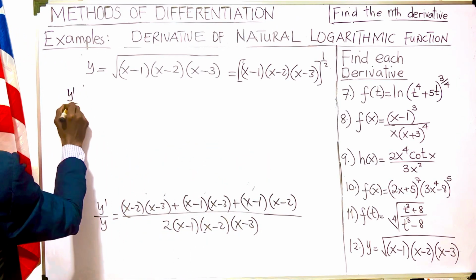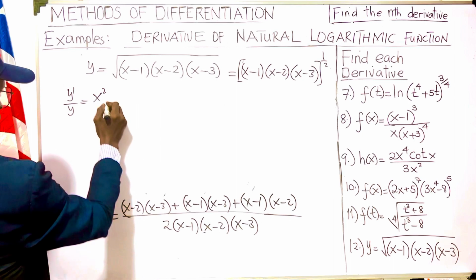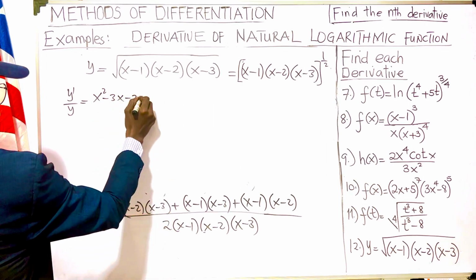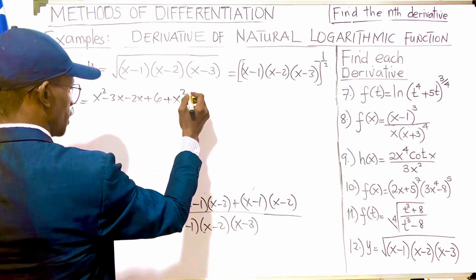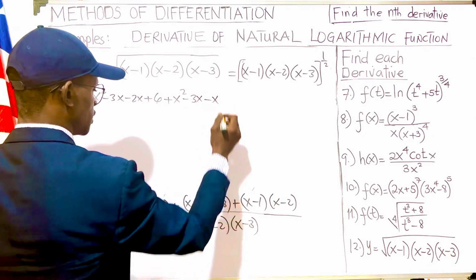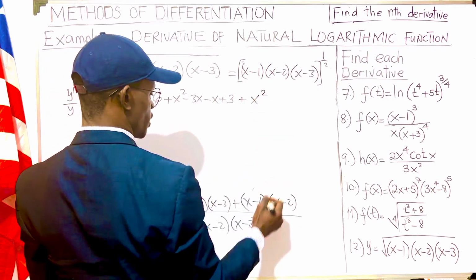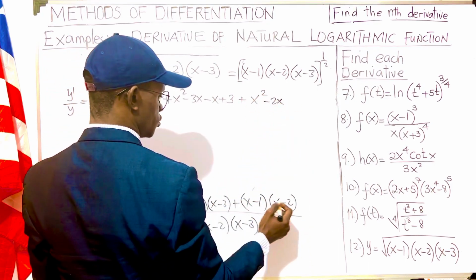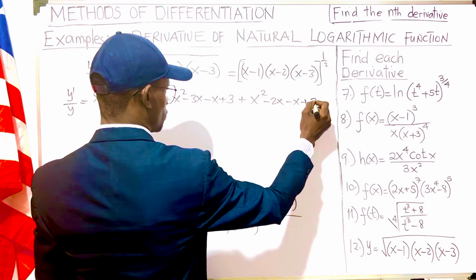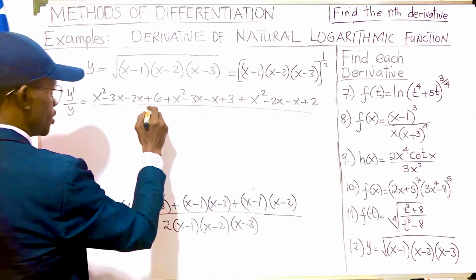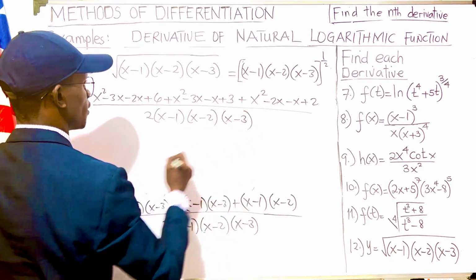So y prime over y. We simplify: you have x squared, x times minus 3 is minus 3x, minus 2x, and then positive 6. Then x squared, minus 3x, minus x, and then plus 3. And the last one, x times x is x squared, x times minus 2 is minus 2x, minus 1 times x is minus x, and then minus 1 times minus 2 is plus 2. All over 2 times x minus 1, x minus 2, and x minus 3.